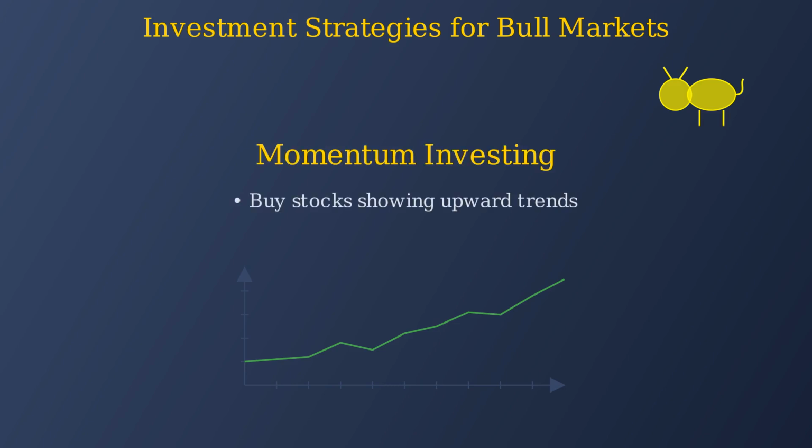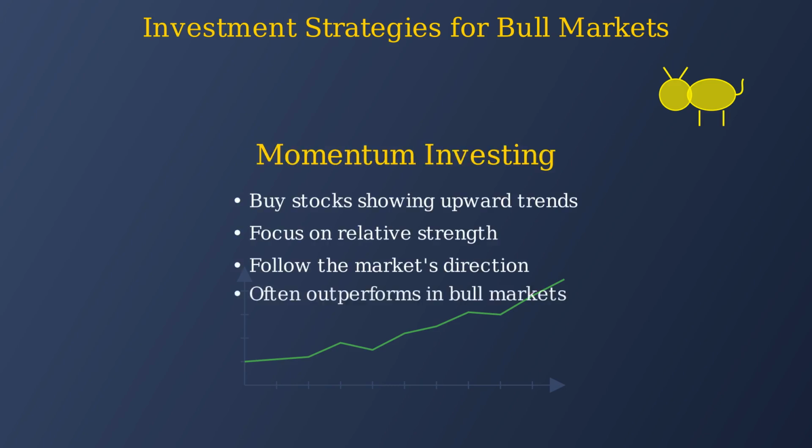Momentum investing focuses on stocks already showing upward price trends. This strategy tends to outperform in bull markets, as winning stocks often continue their upward trajectories.